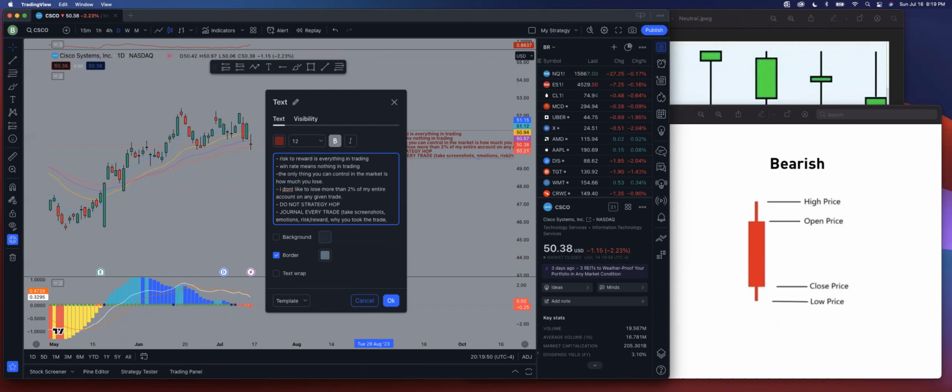And then lastly, basically why you took the trade, basically what's your setup, right? What is your setup? Lastly, outcome and results.